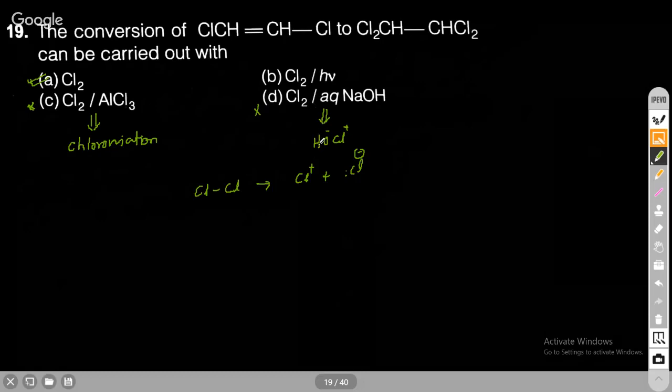Option D is not possible. I just now I have discussed this, Saundarya. OH minus and Cl plus. One carbon will take OH, another carbon will take Cl. Correct? Next question you see.